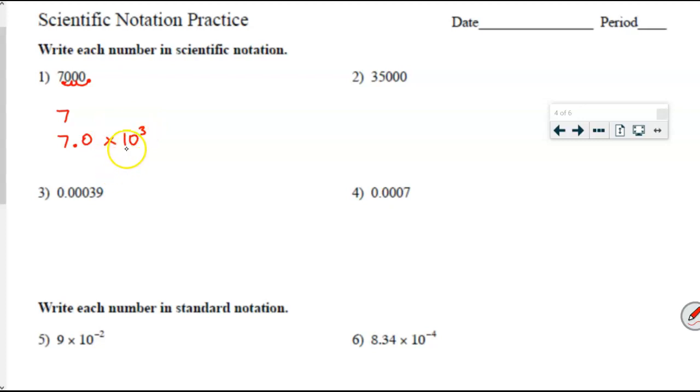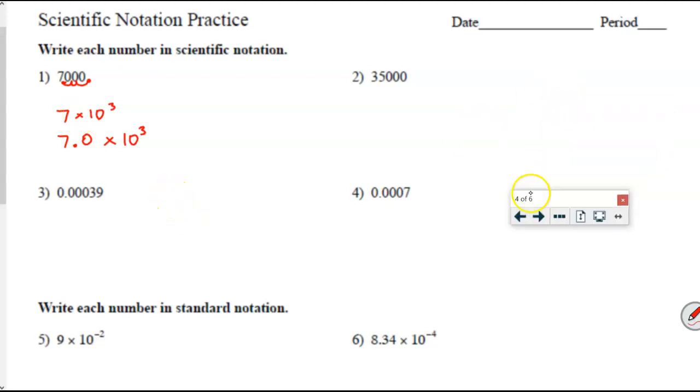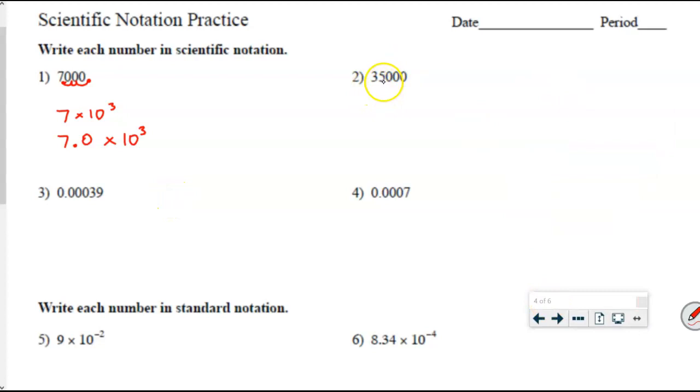Because when I multiply by 10, that moves the decimal place. And so when I multiply by 10 3 times, that means it's moved the decimal place 3 times. So 7.0 times 10 to the third, or 7 times 10 to the third. Either one of those is great. Any questions on that? Okay, so 35,000.